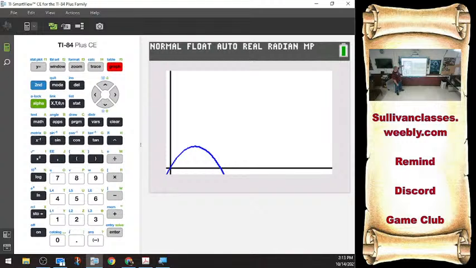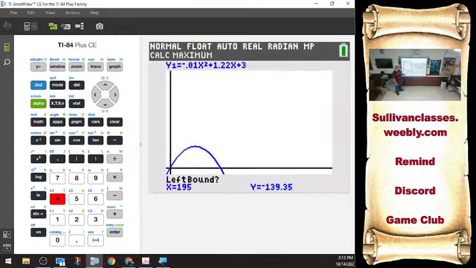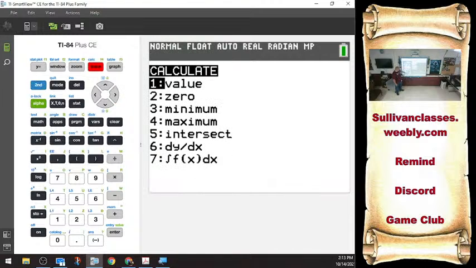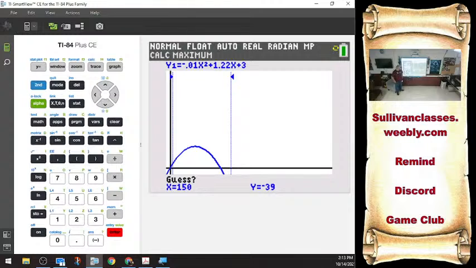Yes. So I'm going to second, right above trace is calculate. I'm going to find a maximum. It's somewhere between 5 and 55. Oh, nope. Nope, not 55. Somewhere between 5 and 150. There we go.